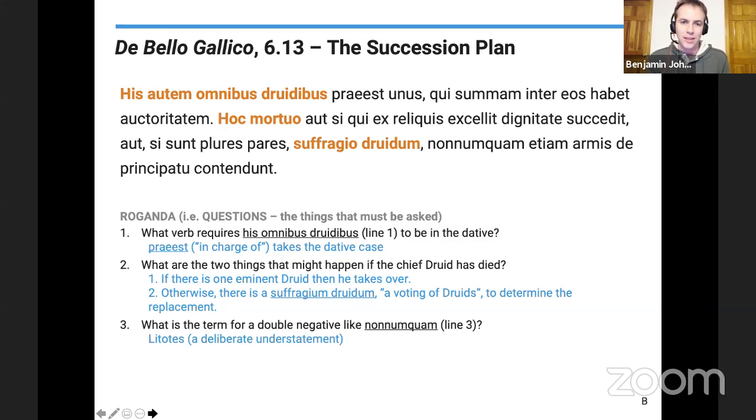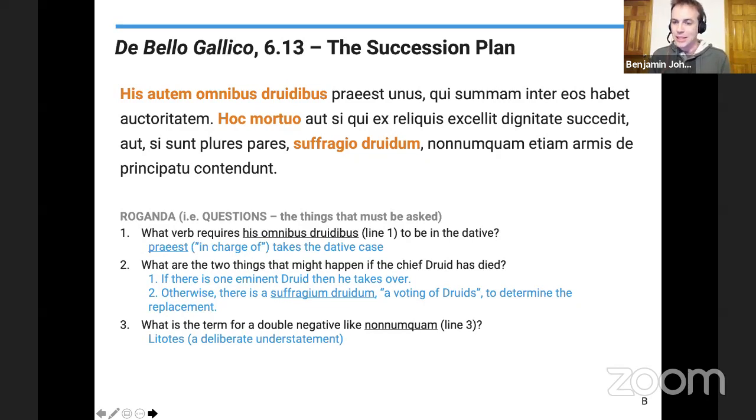Often a lot of these verbs that have prefixes at the beginning, that prefix, if it changes the meaning of the word enough, will take its object in the dative rather than the accusative. But if this guy dies, hoc mortuo, which is an ablative absolute, if you remember from yesterday, then we have an issue because we don't know who's going to succeed him. So if there's one guy who's obvious, then he gets chosen, and that's the si qui.